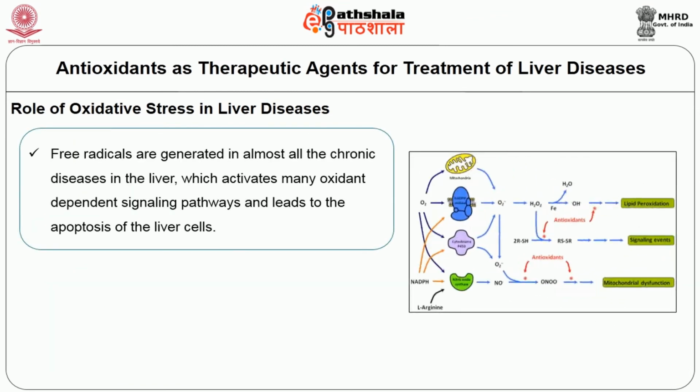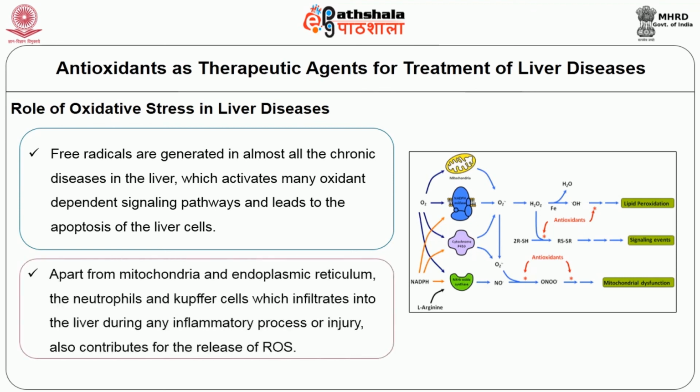Free radicals are generated in almost all the chronic diseases in the liver, which activates many oxidant dependent signaling pathways and leads to the apoptosis of the liver cells. Apart from mitochondria and endoplasmic reticulum, the neutrophils and Kupffer cells which infiltrate into the liver during any inflammatory process or injury also contribute to the release of reactive oxygen species.